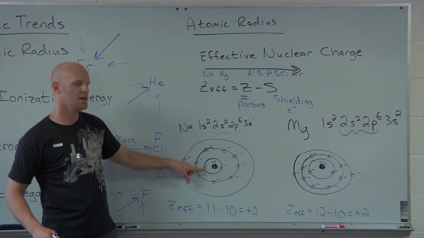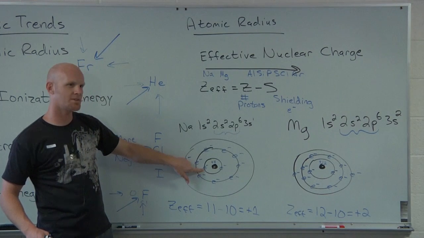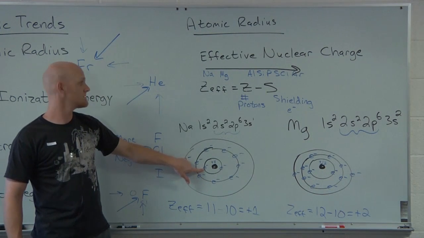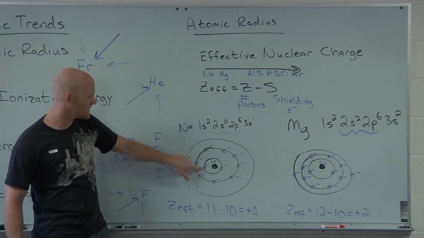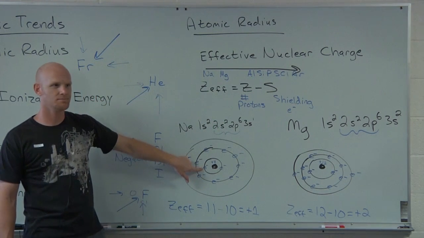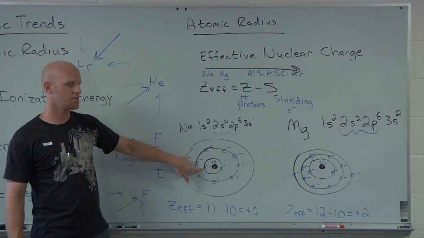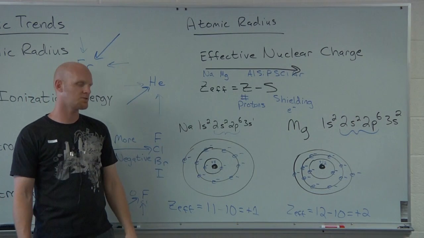Well, it's still 11. But how many electrons are closer to the nucleus than a 1s electron? None. And so I'd have 11 minus 0. And the effective nuclear charge he feels is +11. Now, what does that have to do with the overall size of the atom? Absolutely nothing.